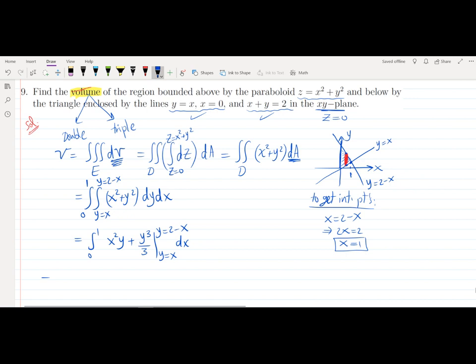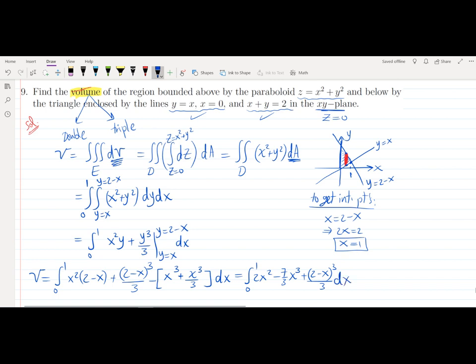And then we substitute. The volume equals the integral from 0 to 1 of x squared times (2 minus x) plus (2 minus x) all cubed over 3, plus or minus the lower limit. We replace each y by x, so it will be x cubed minus x cubed, or plus, we put brackets, x cubed over 3 dx. After simplification, it will be the integral from 0 to 1 of 2x squared minus 7 over 3 x cubed plus (2 minus x) all cubed over 3 dx, which is a very easy integral.